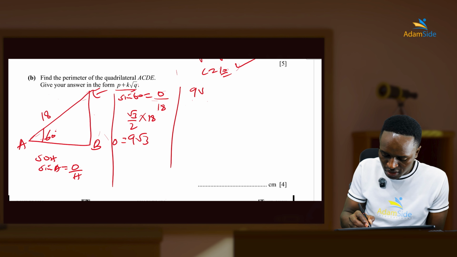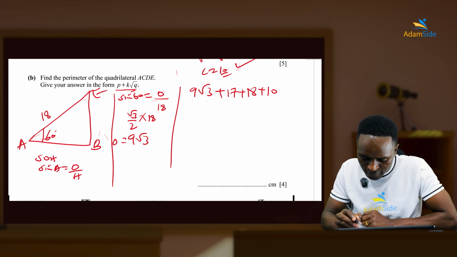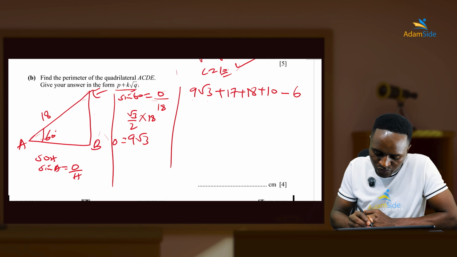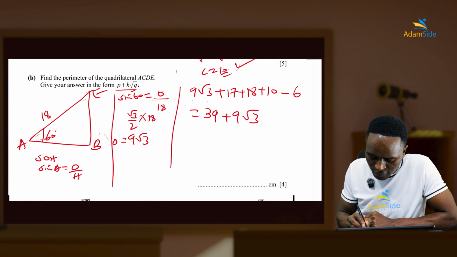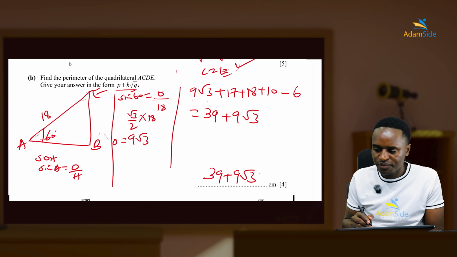So you say 9 root 3, perimeter, distance around the shape: 9 root 3 plus 17 plus 18 plus 10 minus 6. If you do that, you get our answer as 39 plus 9 root 3. So our answer is 39 plus 9 root 3. Correct. Let's go to the next question.